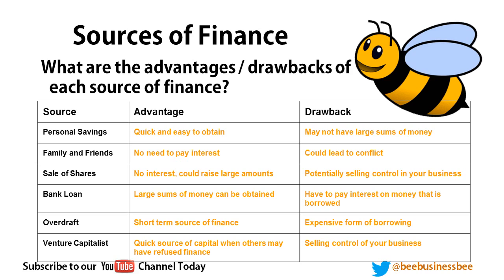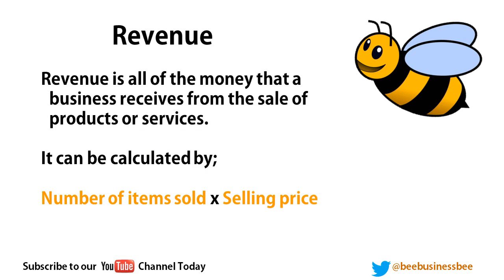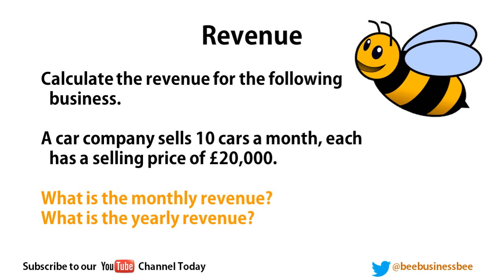Okay, let's move off sources of finance and let's go on to revenue now. So revenue, costs and profits. So revenue is all the money that comes into a business from selling products or service. Typically, revenue is calculated by the number of items sold multiplied by the selling price. You should know this formula. You need to learn it.